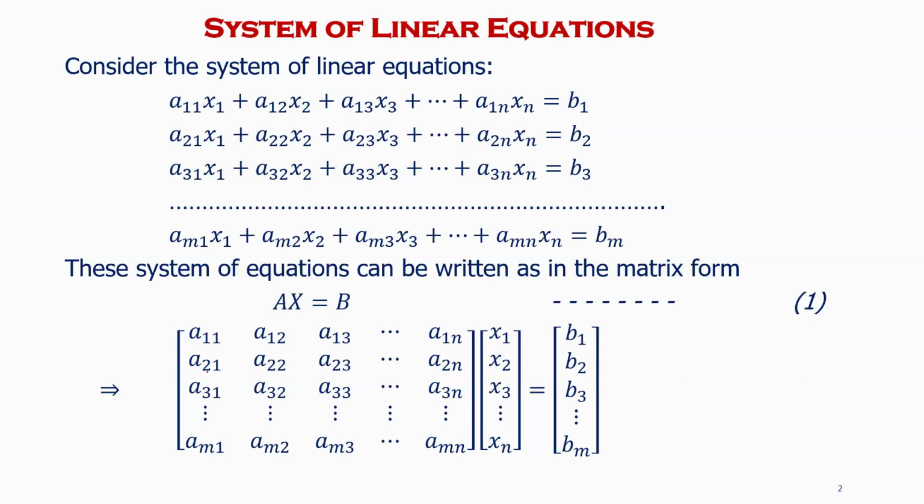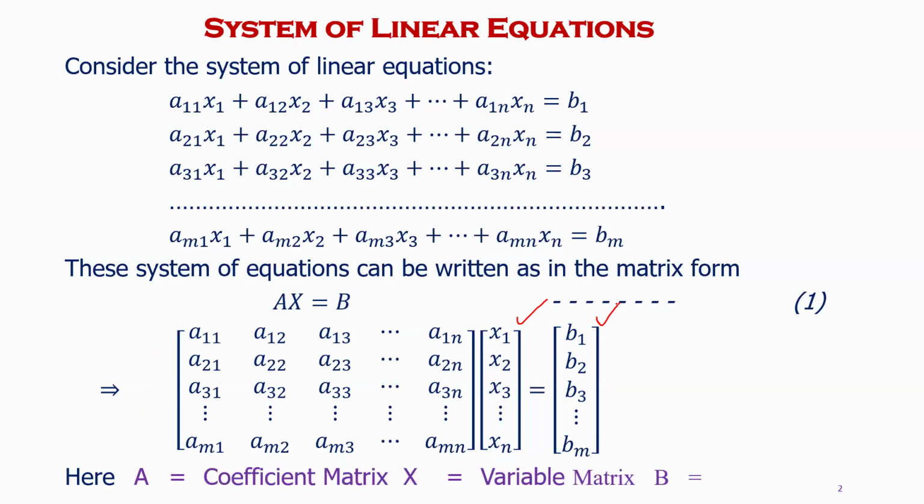Out of these three matrices, the first matrix A is called the coefficient matrix. Why? Because this matrix is obtained by collecting all the coefficients of the variables x1, x2, x3, and xn. The second matrix is called the variable matrix because it contains all the variables. And the third matrix is called the constant matrix because it contains all the constants. Here, A is the coefficient matrix, X is the variable matrix, and B is the constant matrix.